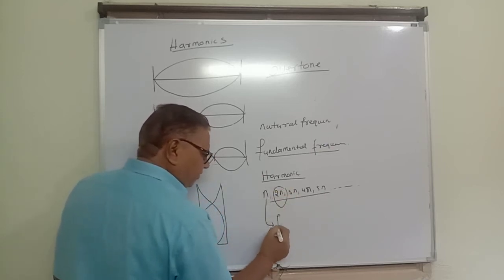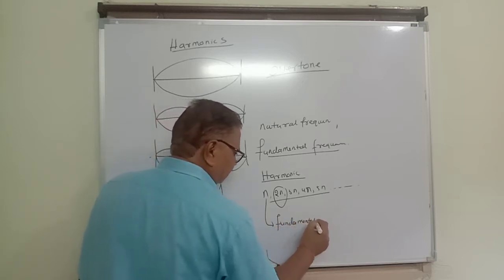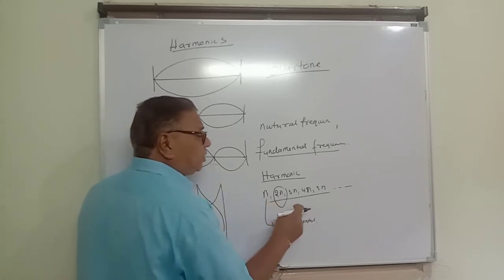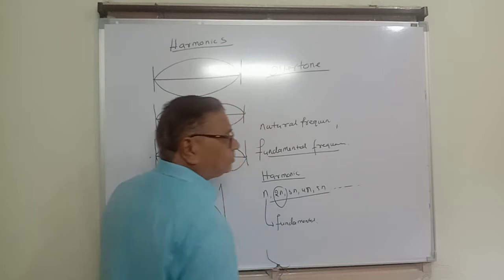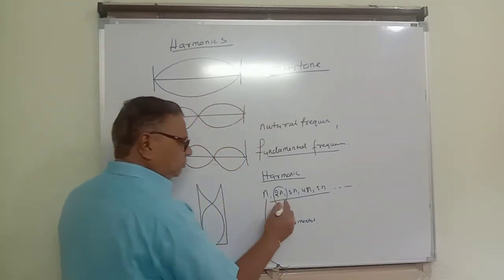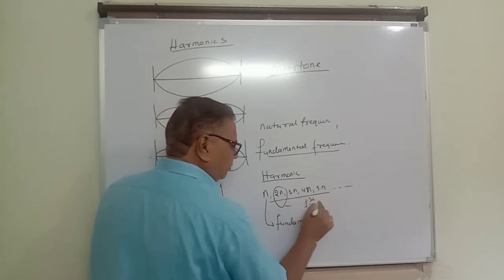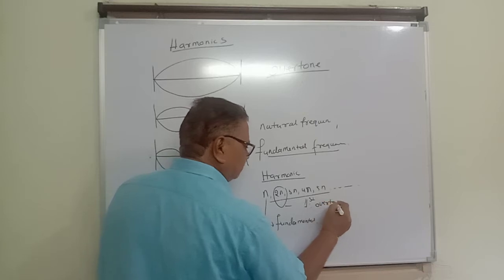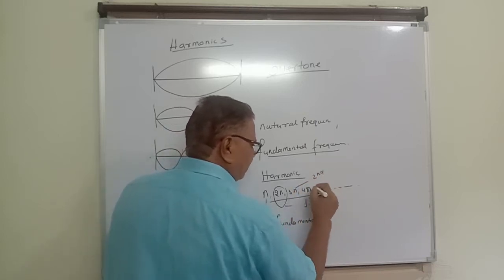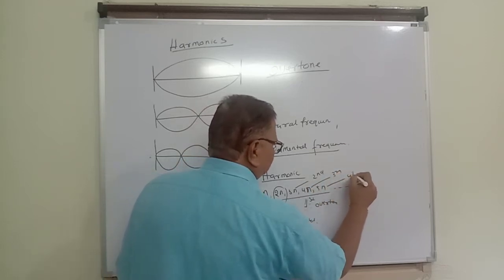A fundamental frequency. The next higher frequency than the fundamental frequency is called overtone. The first higher frequency is called first overtone. Next is called second overtone. Next is called third overtone. And next is called fourth overtone, like this.